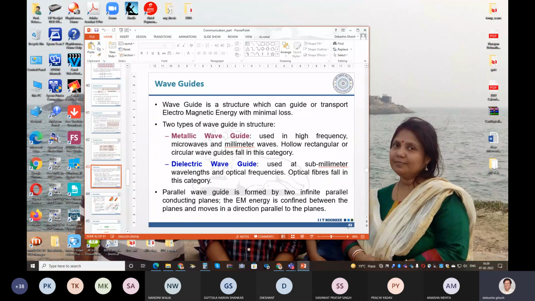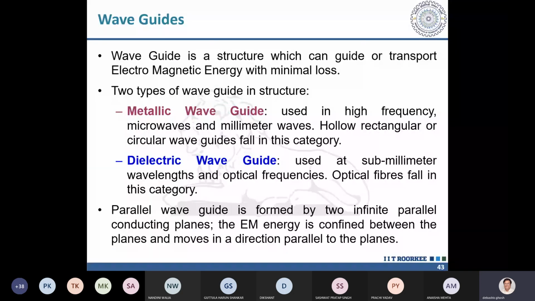This is the other type of guided transmission medium. One is the transmission line. Guided means my electromagnetic wave will be transmitted over a particular medium and will not radiate all around. You will be confining the electromagnetic wave, the radio wave, to flow only through a particular medium. The one we have already studied is the transmission line.